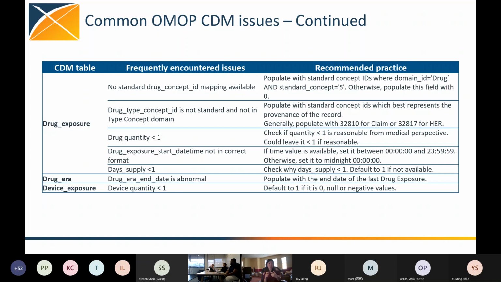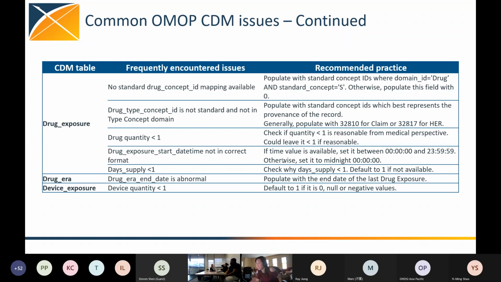But statistically, will that really damage my research? Probably not. So that's why we say we don't accept negative values. And that's true for all of the transaction tables. So you can't have a negative procedure, you can't have a negative device, you can't have a negative, well, you can have a negative measurement, I take that back, but you can't have a negative drug, okay?